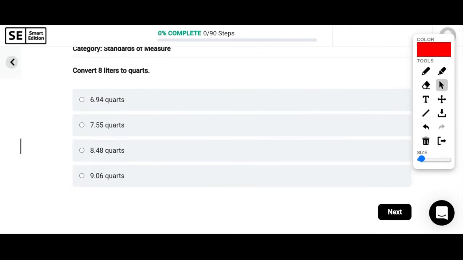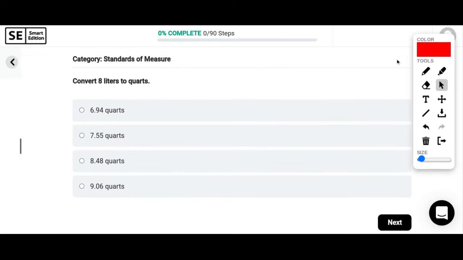So here is a conversion. We need to know that 1 liter is approximately 1.06 quarts. So we need to go from liters to quarts here. So we need to know 1 liter is 1.06 quarts. Okay, so we need to convert 8 liters to quarts.